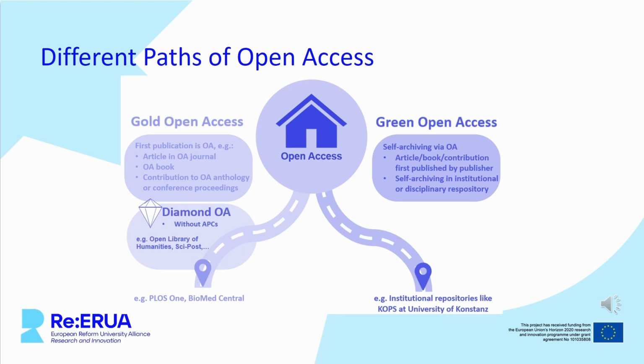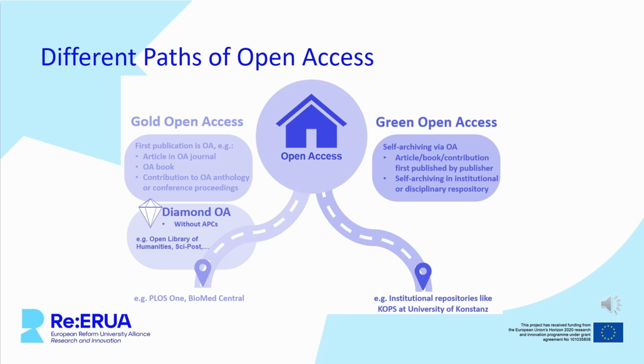In many cases, authors have to pay charges, so-called article or book processing charges, because publishers finance their services through these fees. This can be problematic, because not all authors have access to funds to cover these publication fees that can be as high as 5,000 euros for an article in a high-ranking science journal.